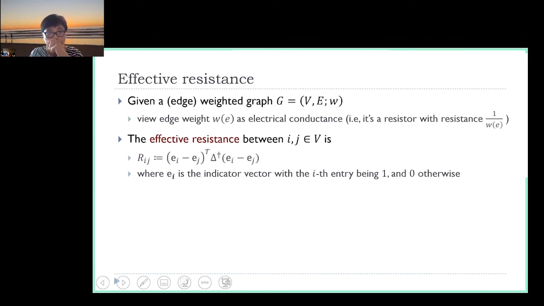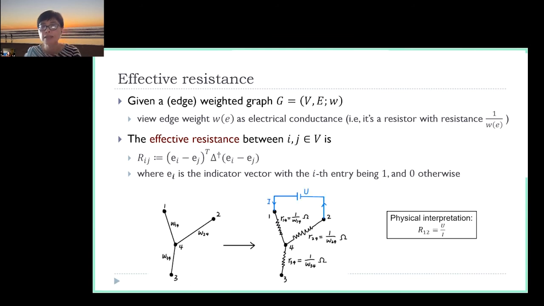All right. Now, if you consider a weighted graph, you can also view this graph as a circuit network, an electrical circuit. In particular, for every edge e, you can view its edge weight to be the electrical conductance. You can think of the edge to be a resistor, and then the weight of this edge is simply the conductance of that resistor. In other words, the resistance of that resistor is 1 over this edge weight. So now a graph can be viewed as a collection of resistors connected at certain nodes and so on.